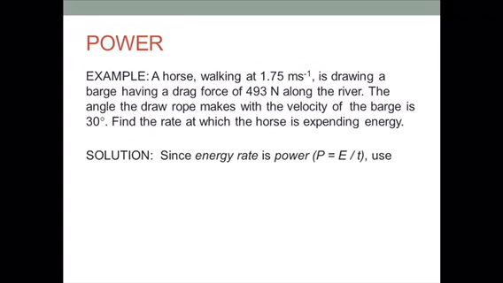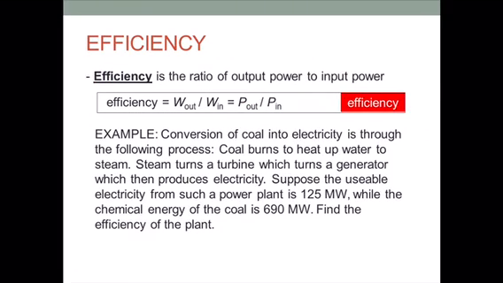Since energy rate is the same thing as power, because we know that power is energy used per time, we can use the formula P equals VF cosine theta. Here we are told that theta is 30, force is 493, and velocity is 1.75, which gives us a power of 747 watts. Now let's look at efficiency.